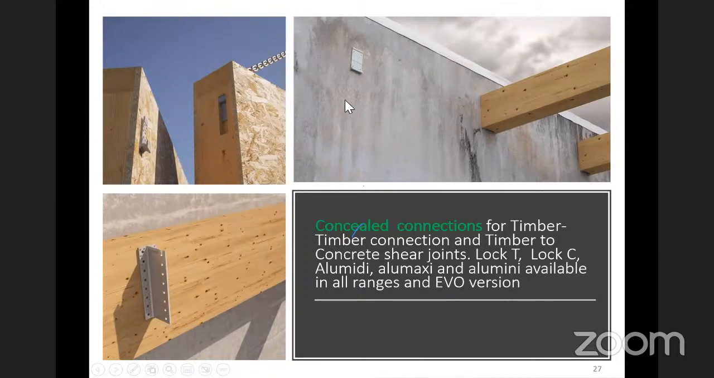They are also available in an Evo version, just to ensure that when you're dealing with aggressive woods, you have the correct connection, and the structural integrity of your structure is not compromised.